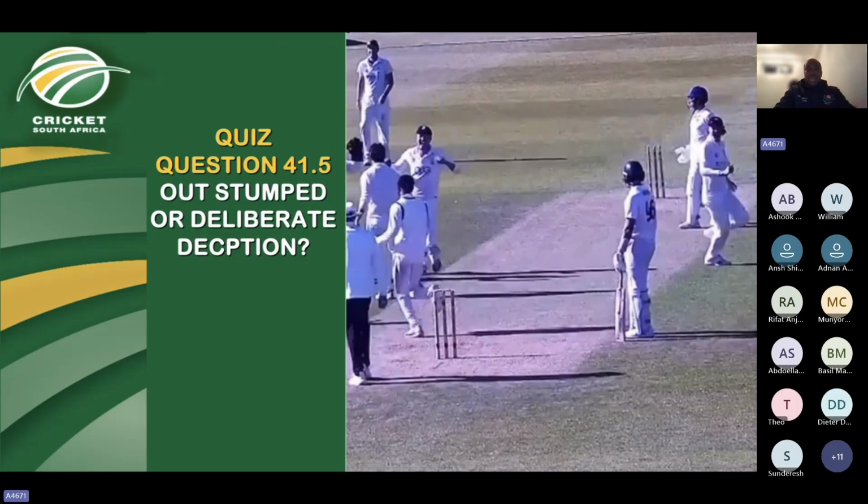It did look clever by the wicketkeeper, but the law is specifically here for these type of actions, and we can see that it is not allowed.